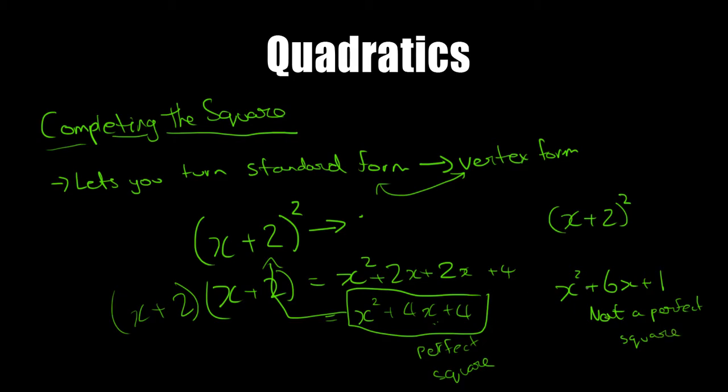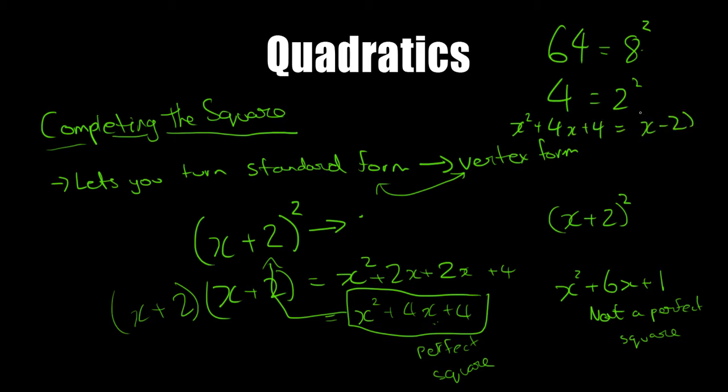To understand the perfect square concept, just think about numbers like 64. This is a perfect square. 64 is 8 squared. And 4 is 2 squared. That's exactly what we're doing here. Just as 4 is 2 squared, x squared plus 4x plus 4 is (x plus 2) squared. That is exactly what is happening here. But some equations are not like that. As you know, for example, 66 does not have a perfect square.